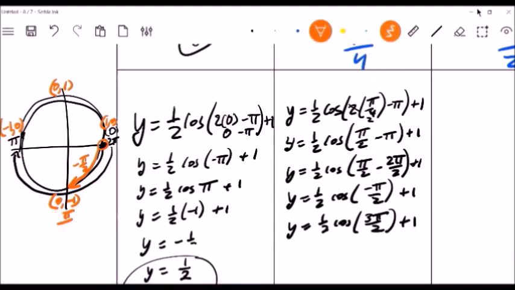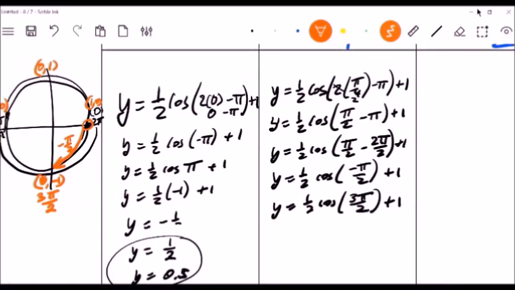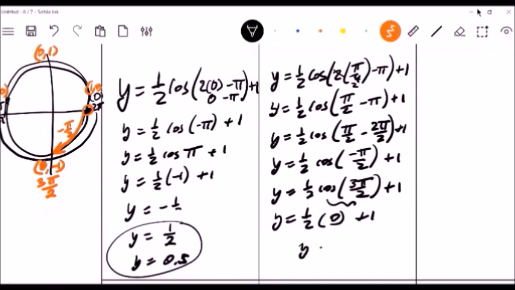There. So 3 pi over 2, that's better to see. Well, and at that point, the cosine is 0. So let's come back here. Y equals 1/2, this is 0 plus 1. So that means, since all that's 0, y is equal to 1.